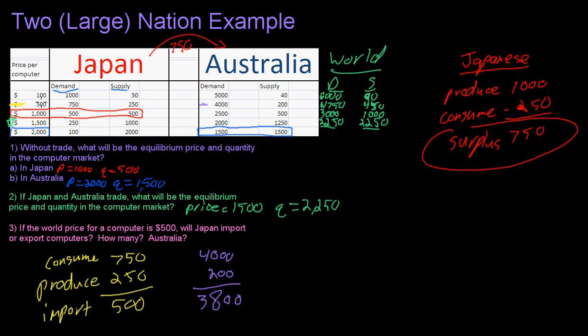So I hope that made sense, and that's really all that we need to be able to do with a two large nation model. You need to be able to do the same thing with graphs, but since I already worked on that in the presentation of it in the last two videos, I think that we're pretty good on that, and that's all for that.